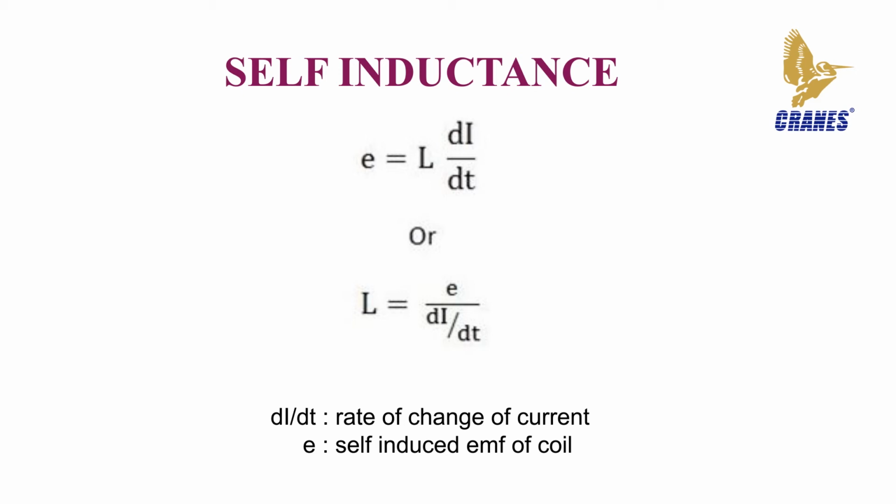Let's look at the expression for the self-inductance. E is equal to L into di by dt, or else we can say L is equal to E divided by di by dt, where di by dt is the rate of change of the current and E is nothing but the self-induced EMF of the coil.